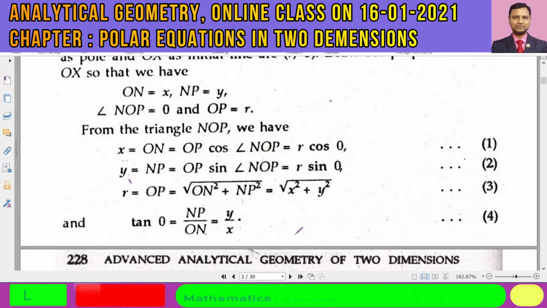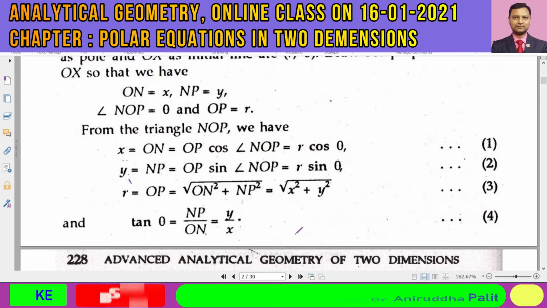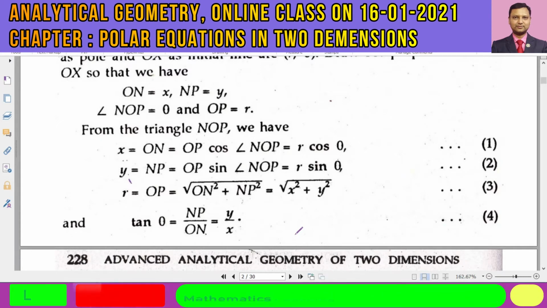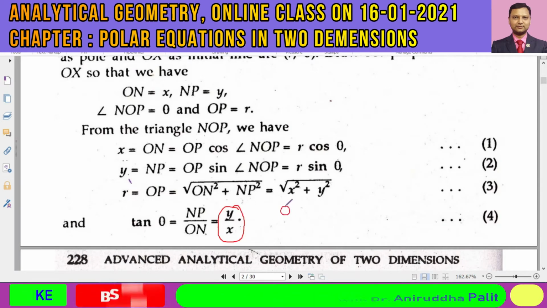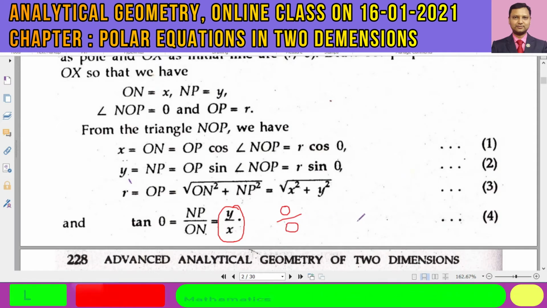What we mathematicians do is that whenever we face any problem to which we do not have any proper answer at all, we keep that unsolved and we try to develop the mathematics in such a way that we can move forward. And this is the position where if x and y both are equal to 0, then we have 0 by 0, and 0 by 0 is not defined at all.